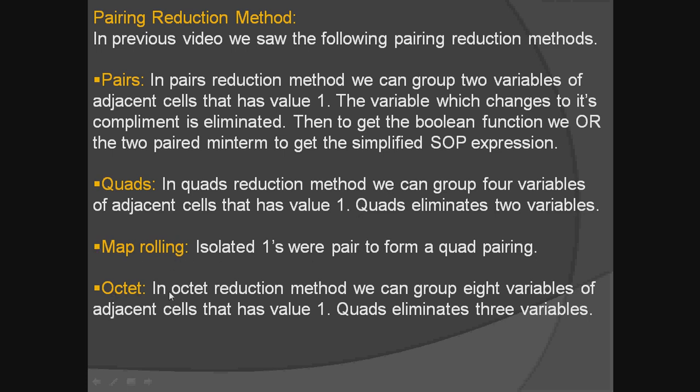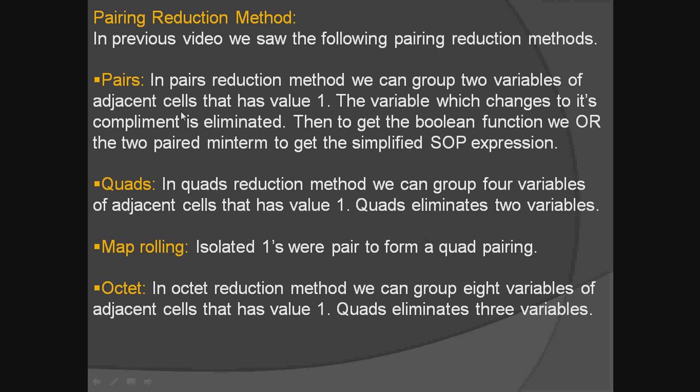Now octet. In the octet reduction method we can group 8 variables of adjacent cells that have value 1. So this is octet. Octet eliminates three variables, right? So all these pairing reduction methods we have seen.